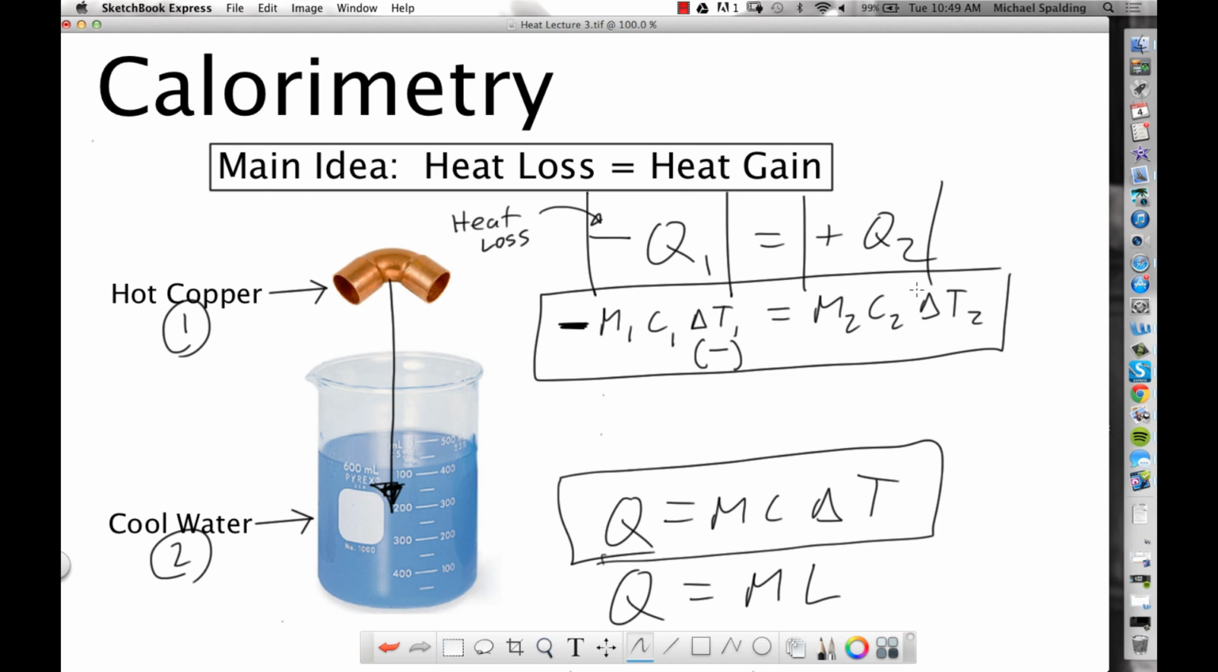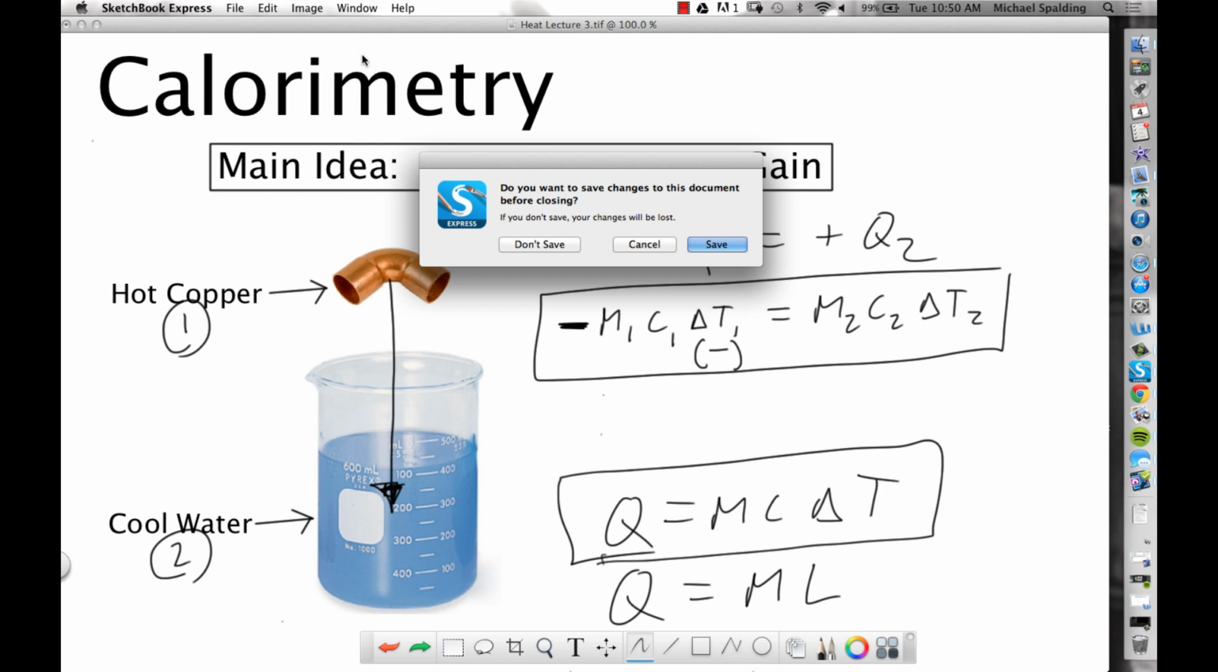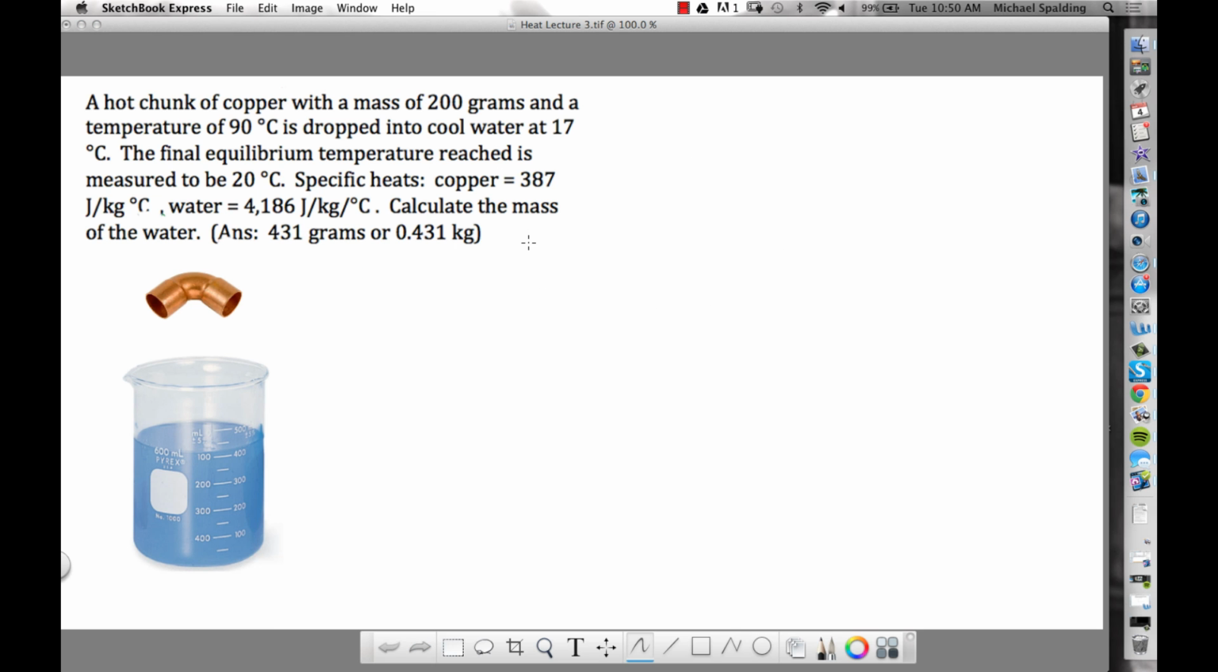Now, there's one exception to that. If the problem asks you to find the equilibrium temperature, you have to leave it non-absolute valued. You have to leave it like that if they're asking for the final temperature. And you'll see why. We're going to solve some problems later in the week. But for now, I want to just introduce a calorimetry problem, and we're going to start class tomorrow with this. So here we have the hot chunk of copper. I give you the data. The hot chunk of copper gets dropped into the cool water, and you're solving for what the mass of the water must be. Okay?